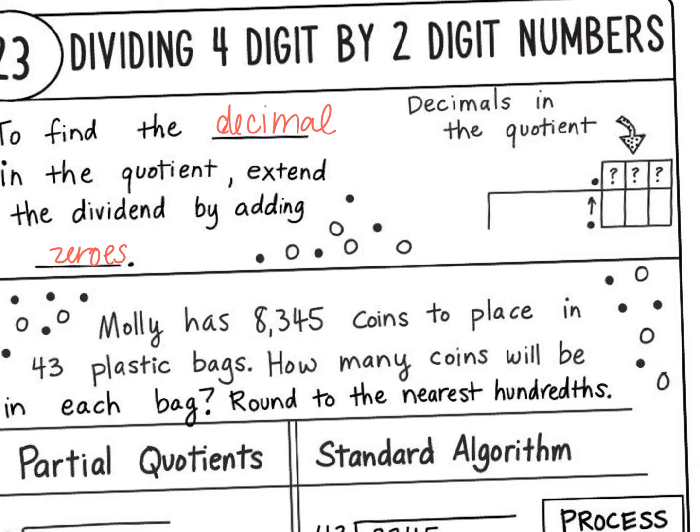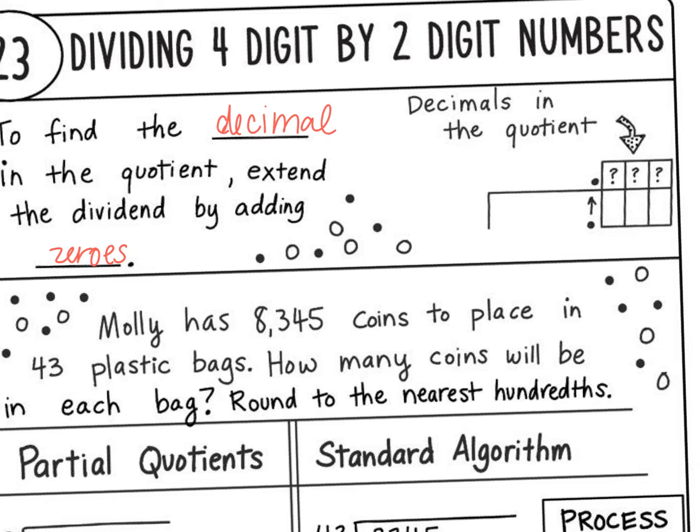So sometimes you might have a decimal already in the number that you're dividing. Sometimes you have to add the decimal. Again, we're going to get to this in more detail. We'll come back to this page when we get into dividing with decimals. Today we're going to focus on whole numbers.